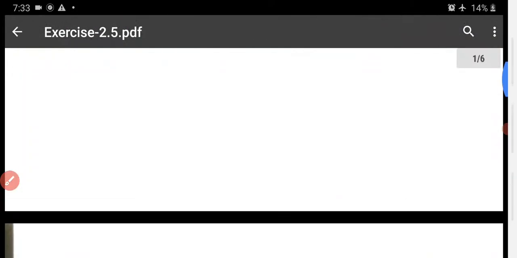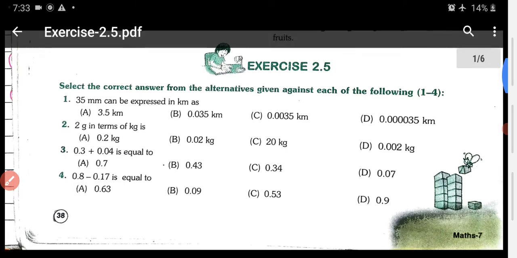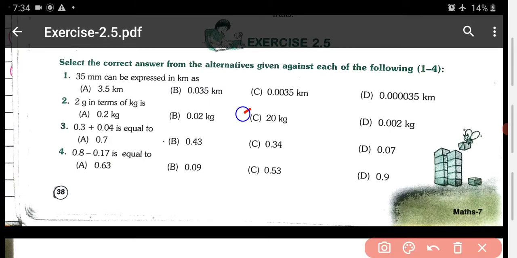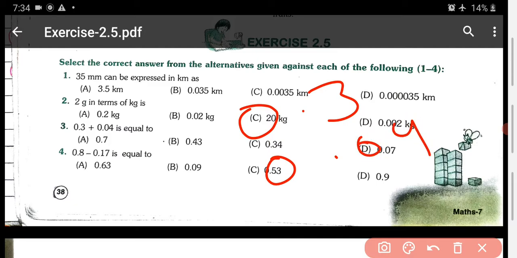Okay, now come to the third question. The third question is 0.3 plus 0.04 is equal to. Just see here, it is 0.3 and it is 0.04. So you have to write the decimals in such a way that the decimals are just below each other. Now you have to add. So in order to balance this, you have to write 0 from your side. The zeros after the decimal are useless, or the zeros at the end are useless.